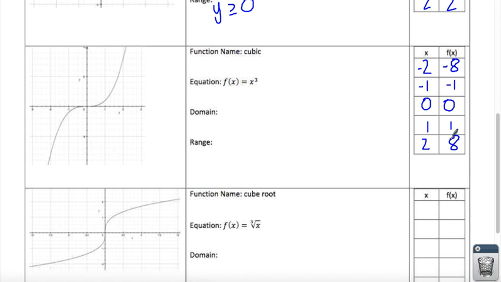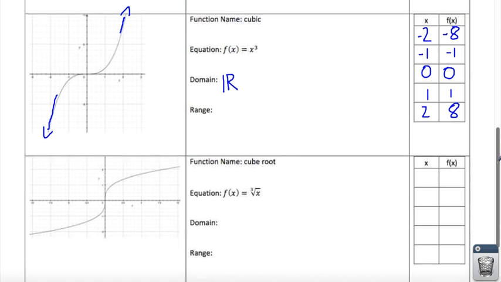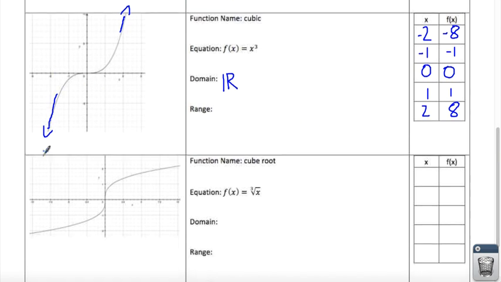So you can see on the graph here, it's going to go down forever to the left, and it's going to go up forever to the right. So the domain is going to be all real numbers. Or you could just think, is there a number that can't be cubed? No, you can cube any number. So the domain has to be all real numbers. And the range, again, I brought up that it goes down forever and up forever. So that tells us that the range is also all real numbers. Because when you cube a negative number, you get another negative number. Eventually it passes through all of the real numbers.